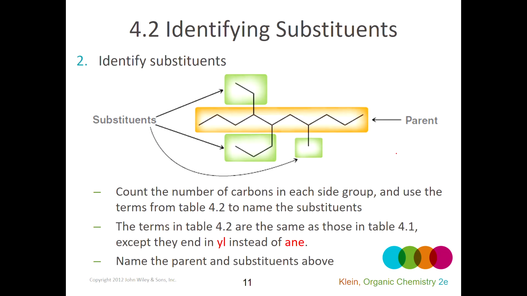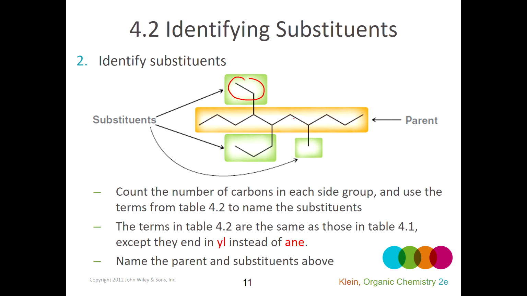Alright, so that was step 1. Hopefully now in any structure I give you, you can find the parent chain, the longest consecutive chain of carbons that does not include carbons in both a ring and outside a ring at the same time. Once you have the parent chain, the next thing you want to do is to look for substituents. So substituents are any groupings of carbons that aren't counted already in the parent.